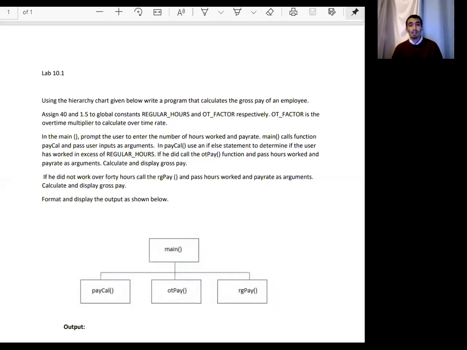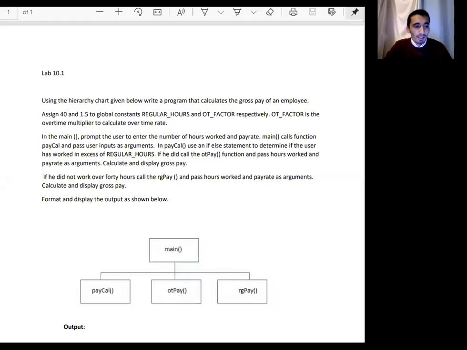Hello everyone. So we're gonna do one more project. In this project, we're going to solve, using the hierarchy chart given below, write a program that calculates the gross pay of an employee. So that is what we're going to do. Let's read the descriptions through.